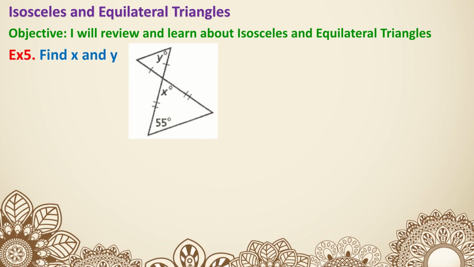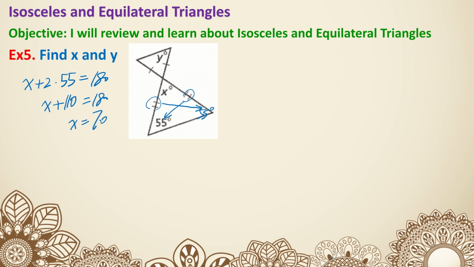Moving on, example 5. There are two separate triangles. They're both isosceles triangles, but we're going to start with the one that has a number in it. These two sides indicate that these two angles are the same, so that makes the angle on the right side 55 degrees. We have x plus 2 times 55 equals 180. So x plus 110 equals 180. My x is a 70.